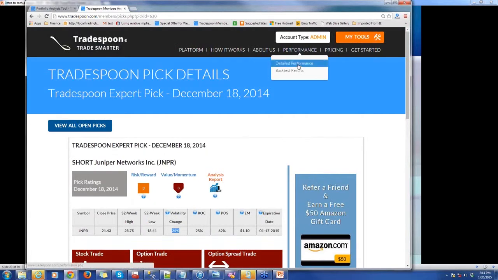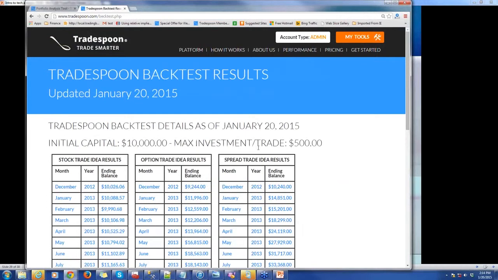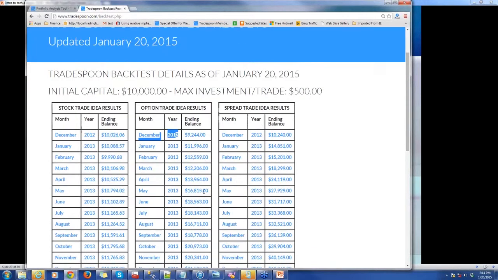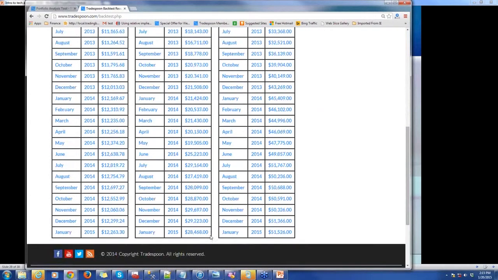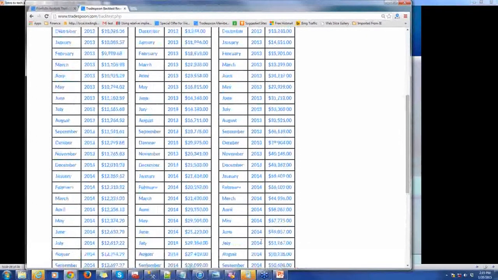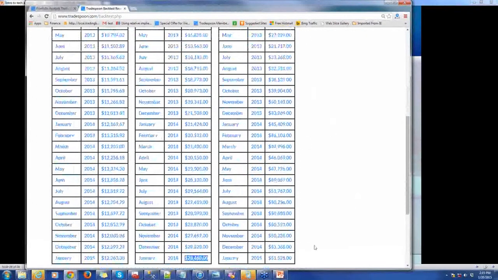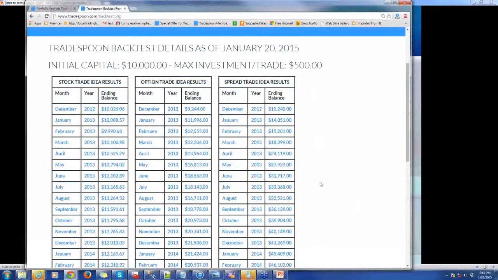So we show you detailed performance that you can look at on the TradeSpoon site. You can also look at our backtest results. Since the inception, we record every single trade. You can compare, if you're an option trader, what your return would be for every month, and if you do option spread trades, what your return would be, or if you just trade stocks.